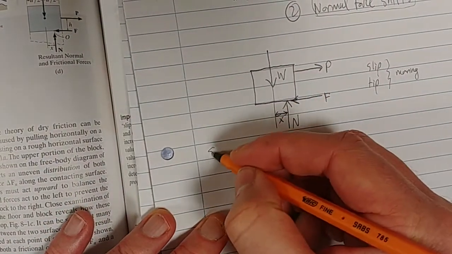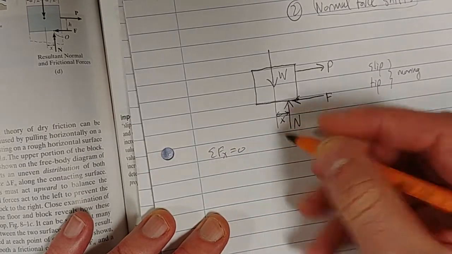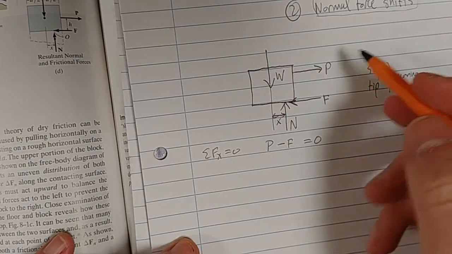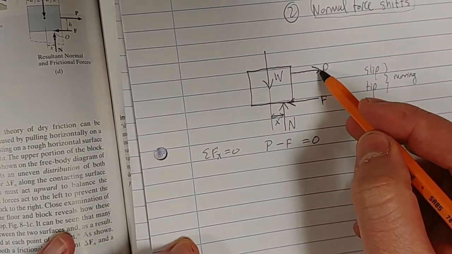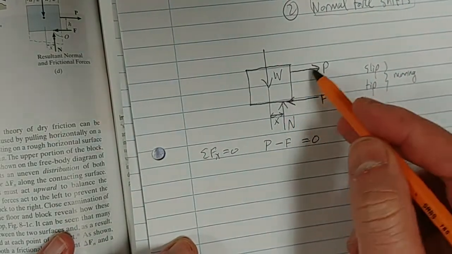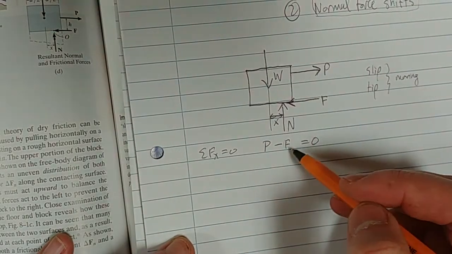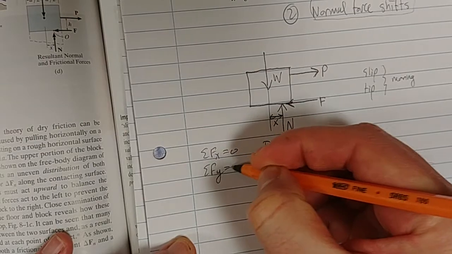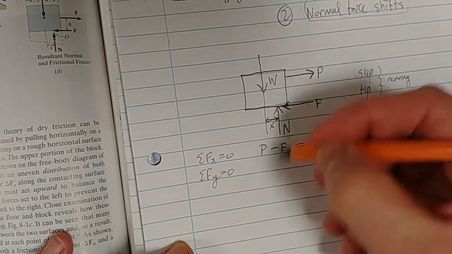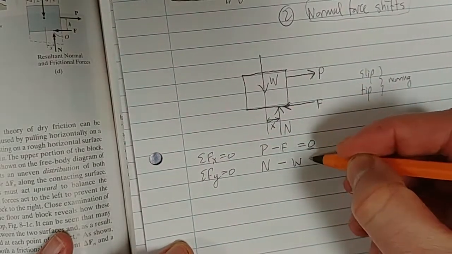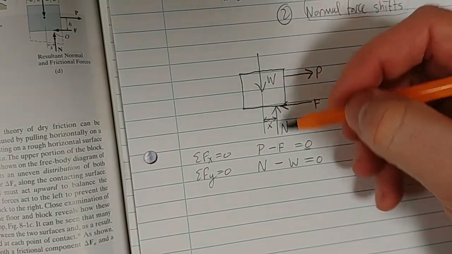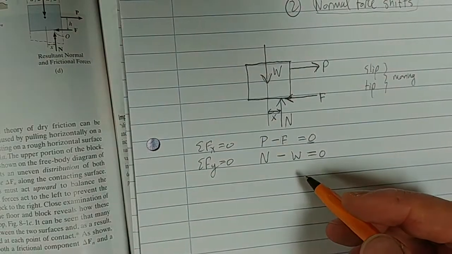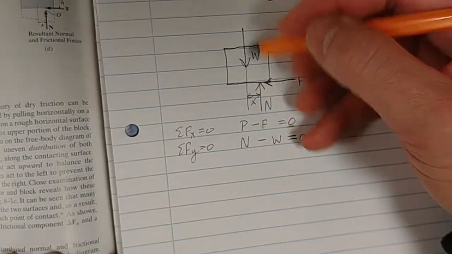So what is required for it to be in equilibrium? Well, let's look. The sum of the forces in the x equals 0. So we've got P minus F is 0. So you can see as I apply P, F is reacting to that force P in order to keep it in equilibrium. Sum of the forces in the y equals 0. Normal minus W is equal to 0. So that one we've known since we were in grade 1 or grade 2, that the normal force opposes the weight.